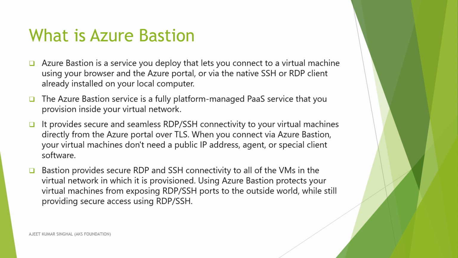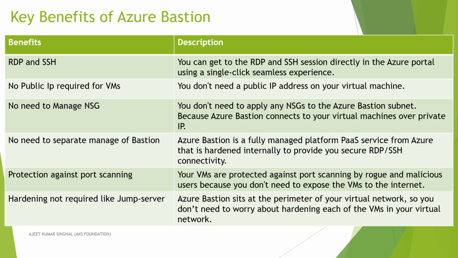When you connect via Azure Bastion, your virtual machine doesn't need a public IP address, agent, or special client software. Bastion provides secure RDP and SSH connectivity to all of the VMs in the virtual network in which it is provisioned. Using Azure Bastion protects your virtual machine from exposing RDP or SSH ports to the outside world while still providing secure access using RDP or SSH.